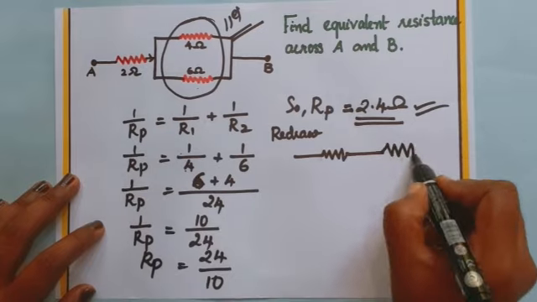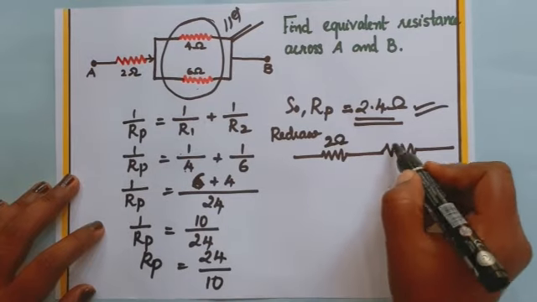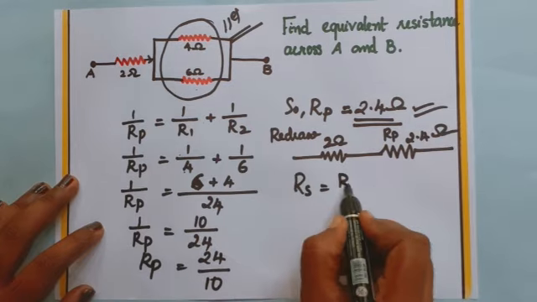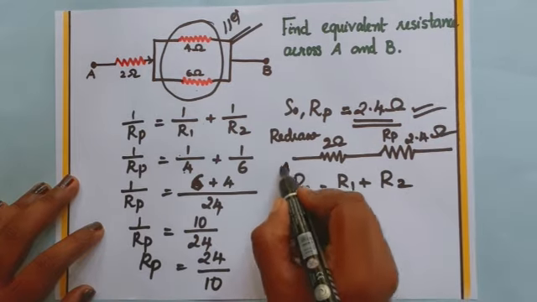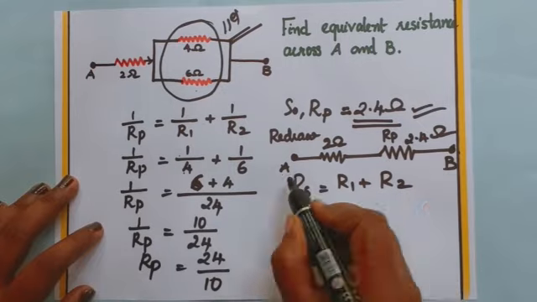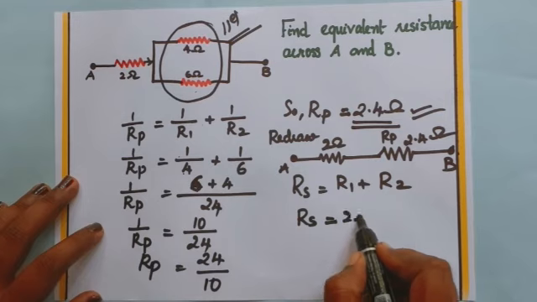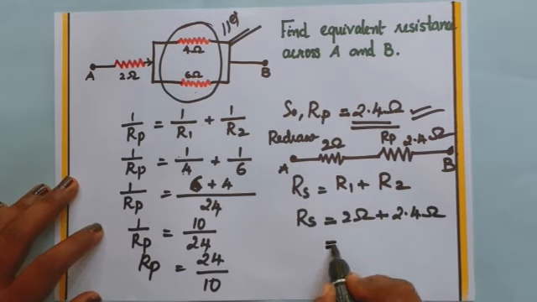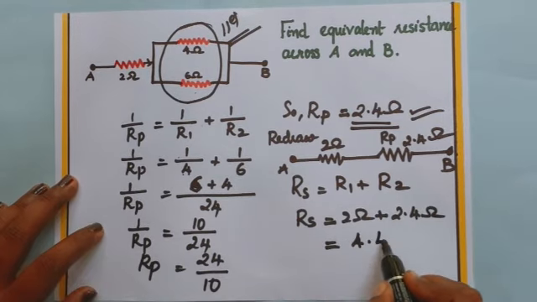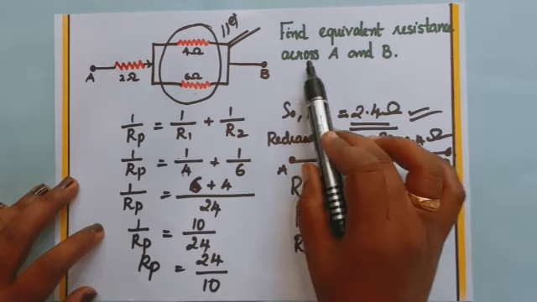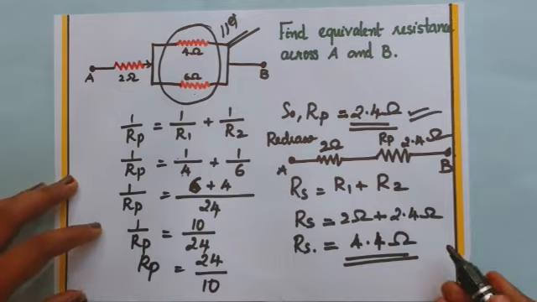So redraw the circuit. Then 2 ohm is in series with the Rp. Instead of 4 ohm and 6 ohm, we got the equivalent resistance 2.4 ohm. Then find out the equivalent resistance in series combination. Rs = 2 ohm + 2.4 ohm, then 4.4 ohm. This is the answer. I hope you all understand today's session.